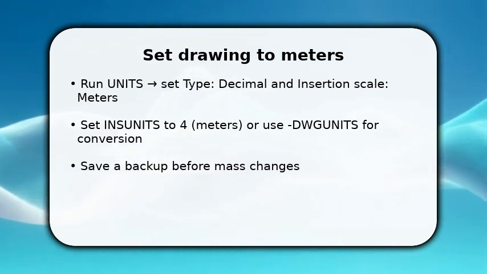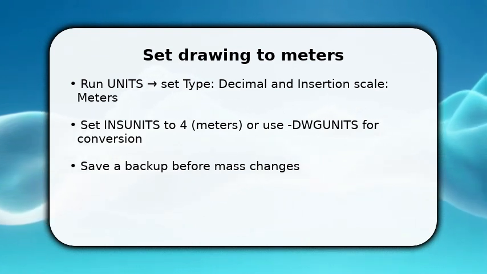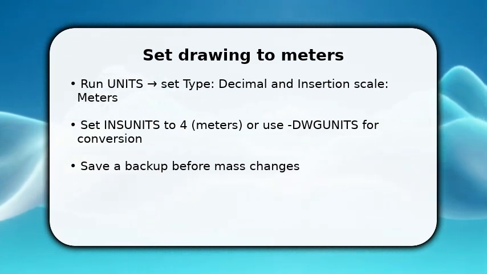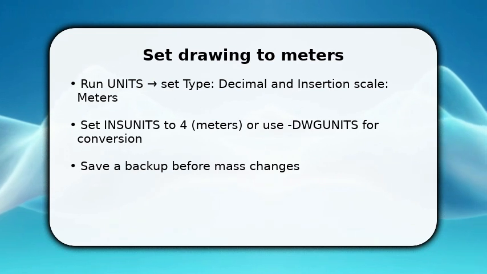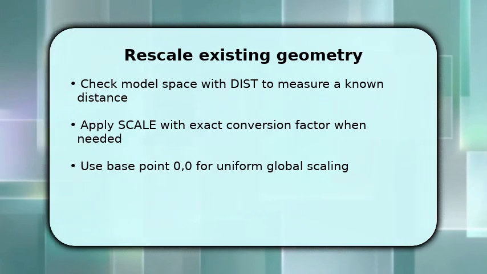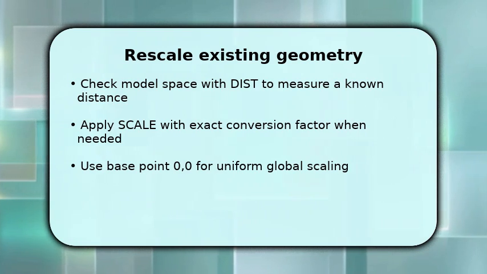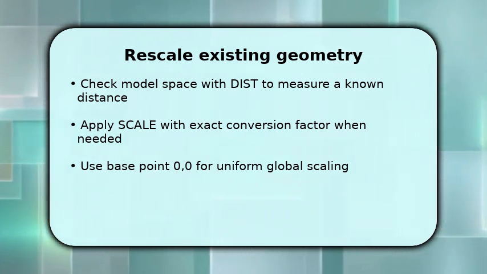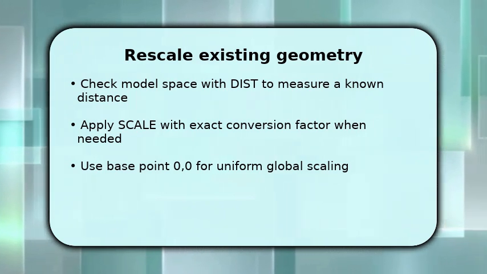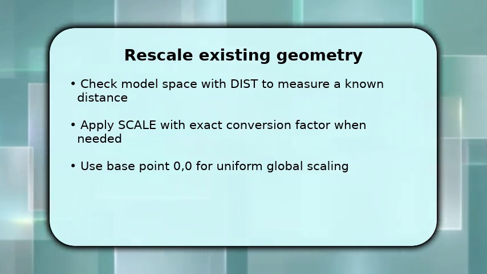These first steps align coordinate interpretation and insertion behavior, so blocks, xrefs, and new geometry will use meters consistently going forward. Next, verify existing geometry scale with DIST or a measured object. If objects are in millimeters, scale them by 0.001. If in centimeters, use 0.01. Select all geometry, use scale with base point 0,0 for uniform transformation, and enter the exact conversion factor so coordinates remain proportional. Once done, run REGEN and check dimensions.